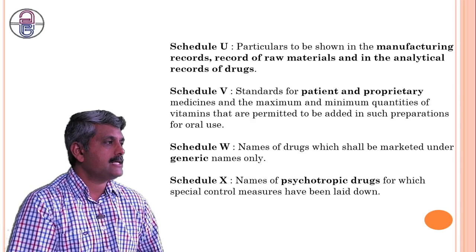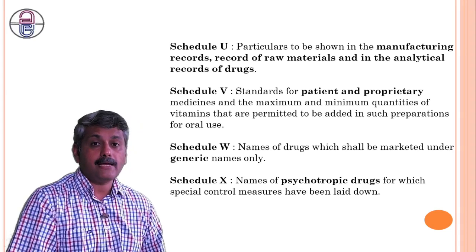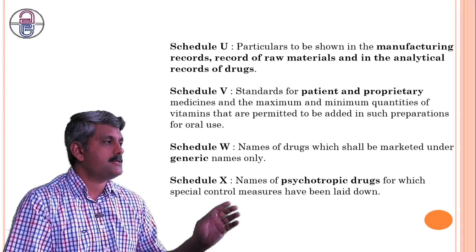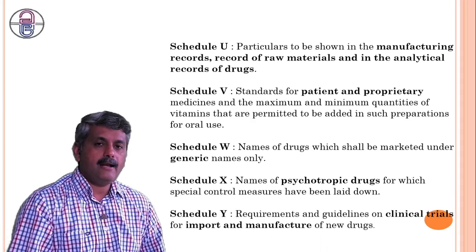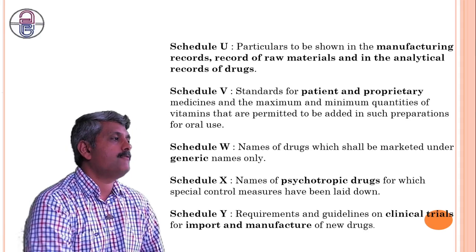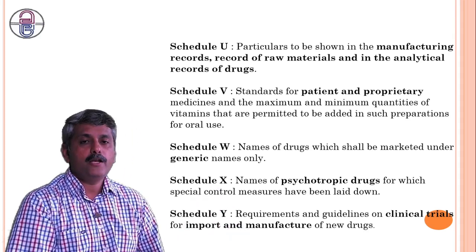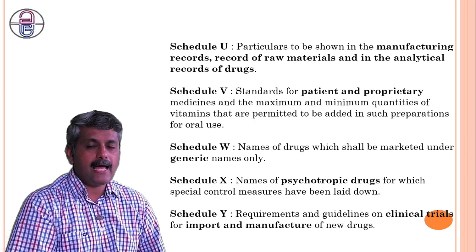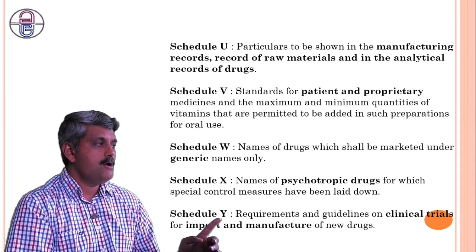And last, Schedule X, that is the name of a list of drugs that come under psychotropic substances. So all psychotropic drugs are covered in Schedule X, that is called a Schedule X drug. And the last one, that is Schedule Y, is nothing but the requirements and guidelines for clinical trials for import and manufacturing of a new drug. So whenever we have clinical trials, these are all mentioned in Schedule Y.